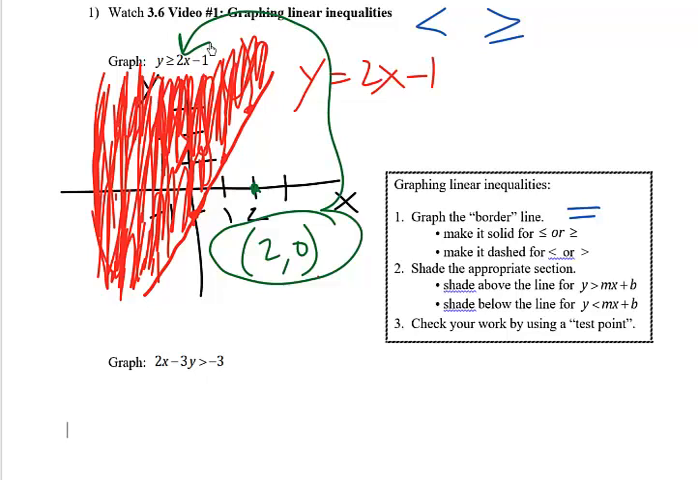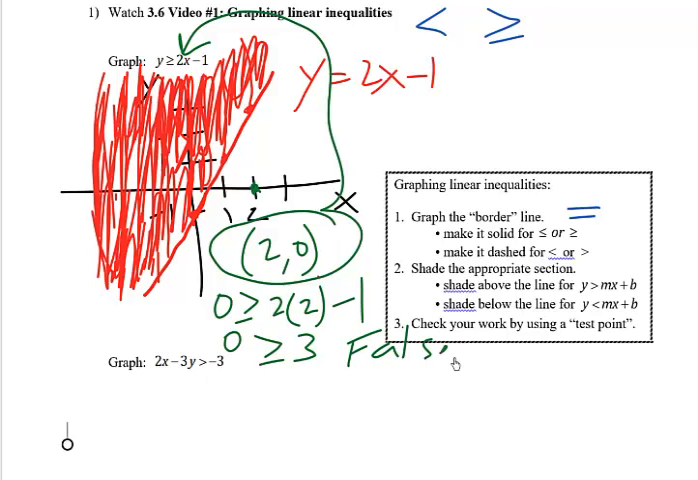Now, if you picked a point on the unshaded side, then it should not make that statement true. Well, let's plug it in and see what happens. I'd be plugging in 0 for the y and 2 for the x, and I work out the math. 4 take away 1, 3. Is 0 greater than or equal to 3? No, it is not. That's false. Well, that's good. That's what I wanted to happen. That means that 2, 0 isn't a part of the solution, and that's exactly what I drew. That gives me confidence that we shaded the correct side.